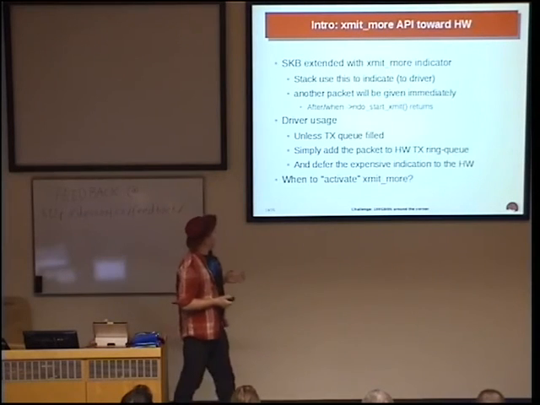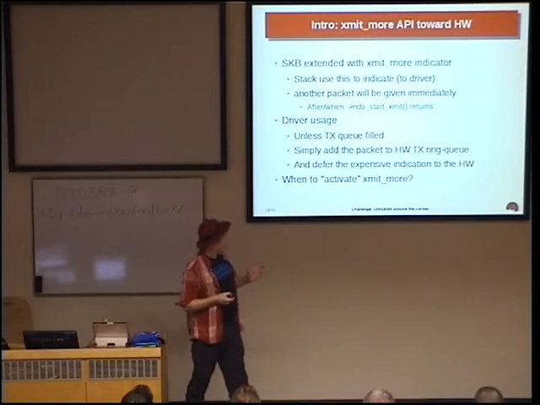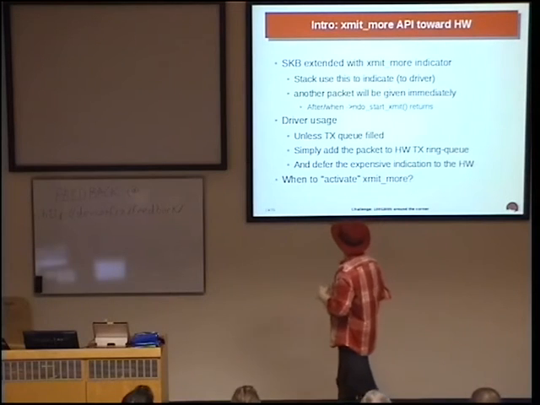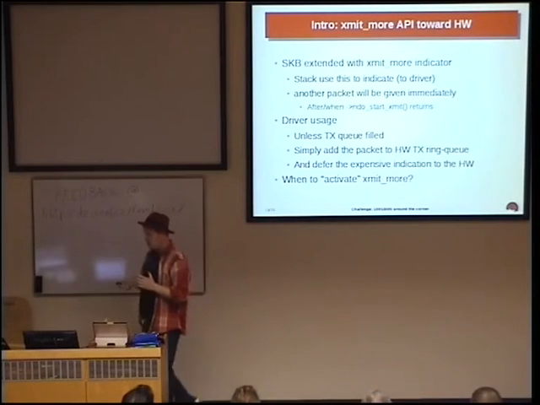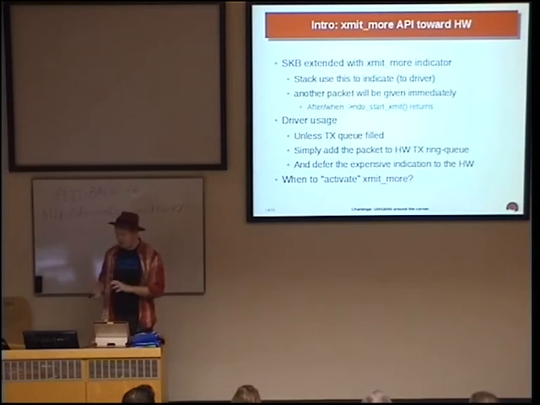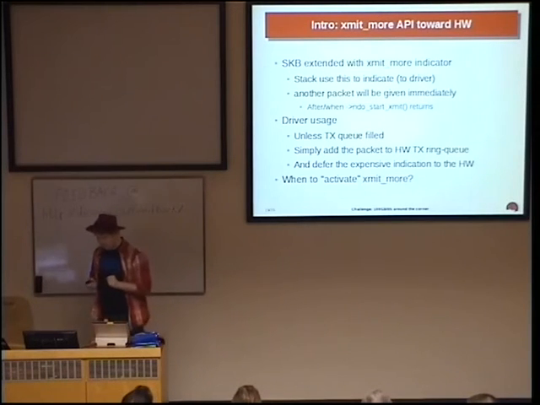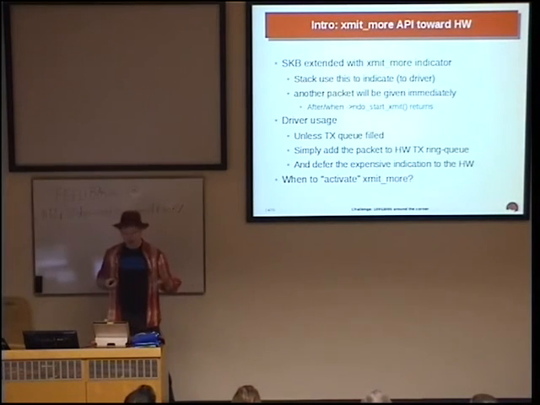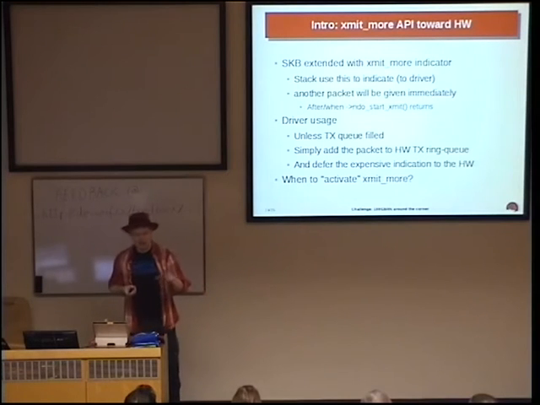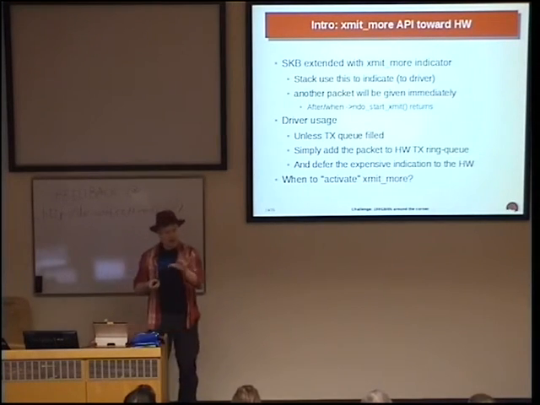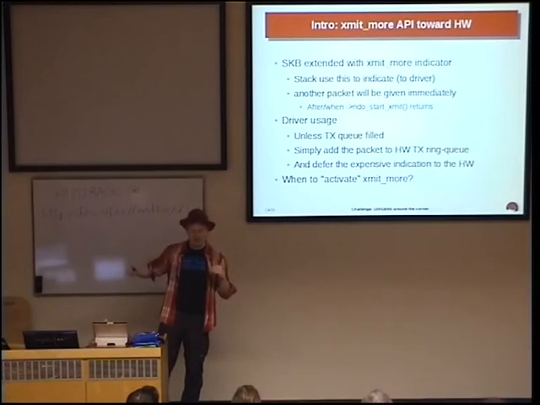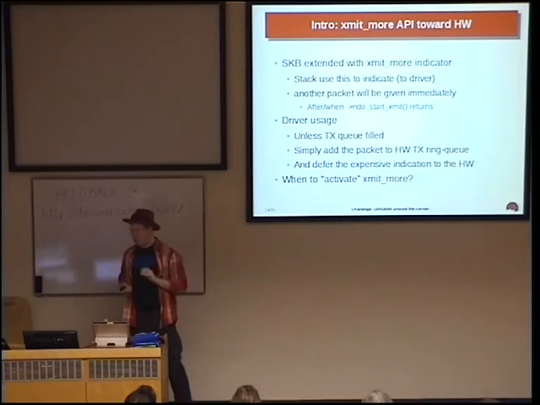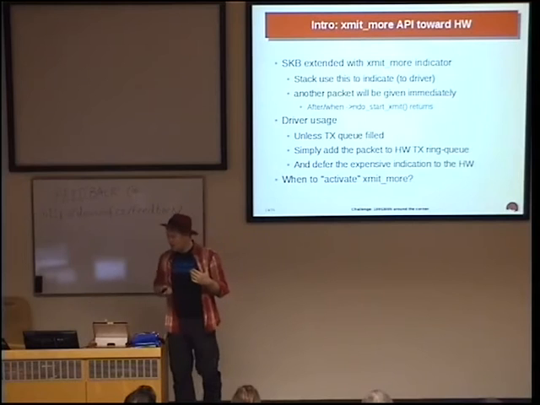So we actually have implemented it. We now have what we call the xmit_more API. The way you use this API is that we extended the SKB with the xmit_more indicator, which is just a bit. The stack uses this bit to indicate to the driver that another packet will arrive immediately after. It's a sort of promise the stack gives the driver: I'll make sure that I have one more packet for you. And the driver says, "Okay, I'm going to get these packets."